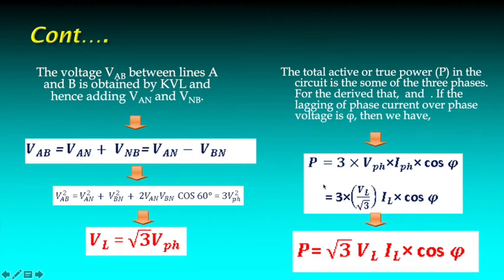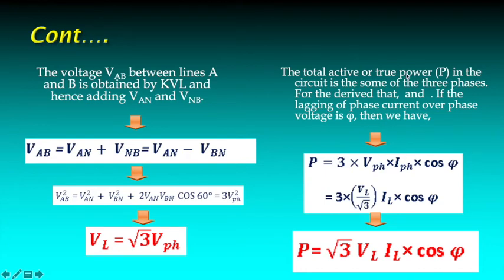Then calculate power. The total active or true power in the circuit is the sum of the three phases. Given that VL equals root 3 V phase and IL equals I phase, and the power factor angle is phi, then P equals 3 into V phase into I phase cos phi. So with V phase equal to VL by root 3 and I phase equal to IL, power equals root 3 VL IL cos phi.